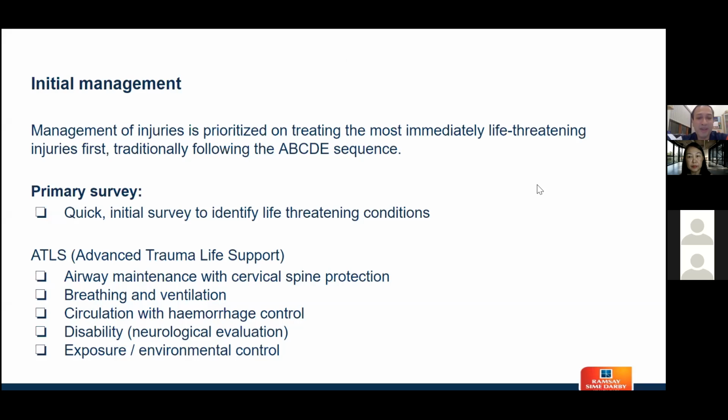So we basically follow the ATLS protocol, which most people will know: A, B, C, D, E. A is airway maintenance with cervical spine protection. B, breathing and ventilation. C is circulation and hemorrhage control. In orthopedics, we tend to deal a lot with the circulation and hemorrhage control part, because patients tend to bleed, and that's where they go into shock. They go into hypovolemia. So that is the core of this part of the talk, really. D is neurological examination, and E, of course, is exposure of the patient and environment control if they are not in the hospital setting.